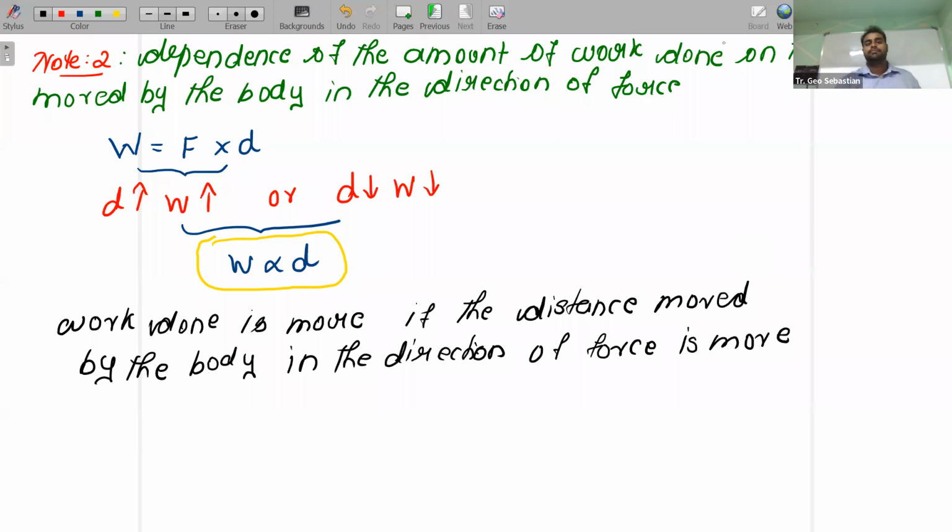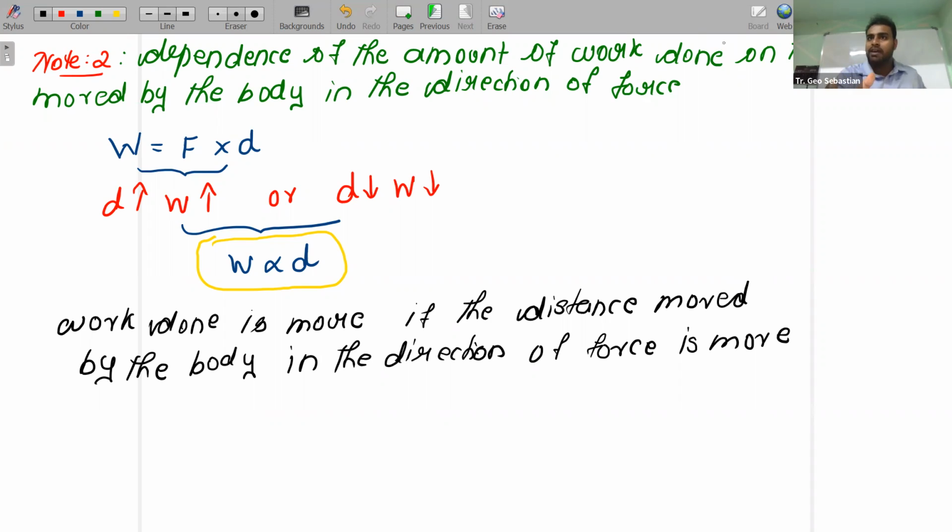Fine. Listen. Now, the second note is nothing but the dependence of the amount of work done on the distance moved by the body in the direction of force. Children, listen carefully. In the first note, I introduced one equation. What is that? W is equal to F into D.